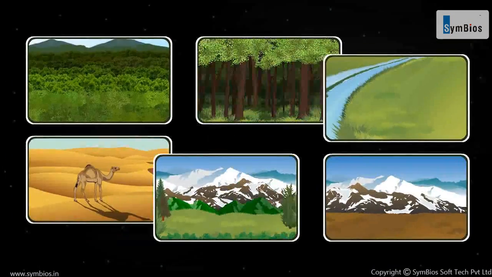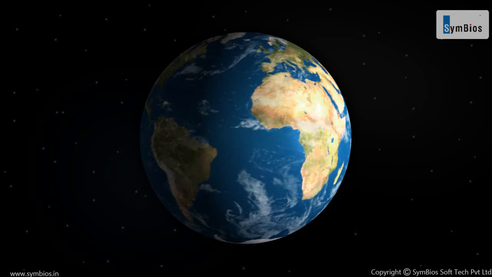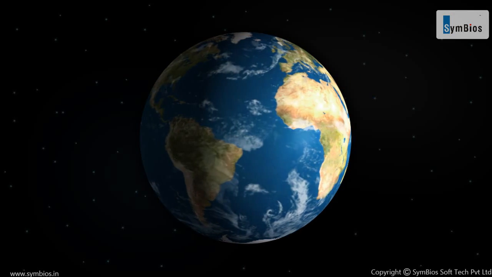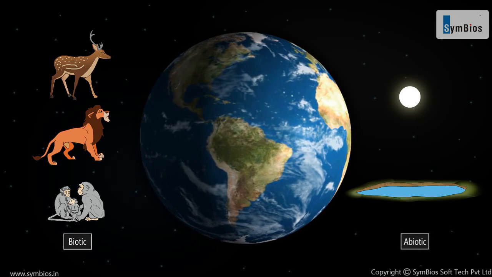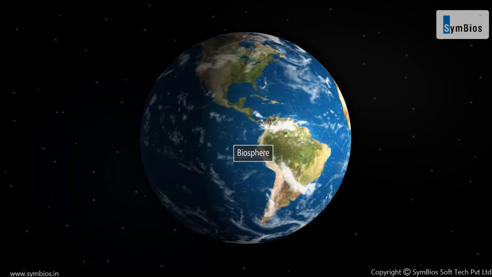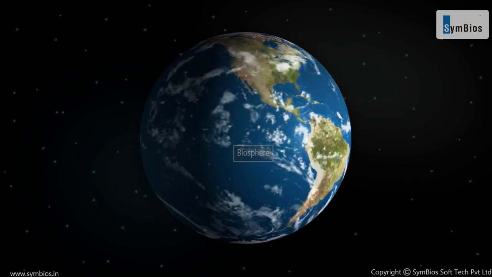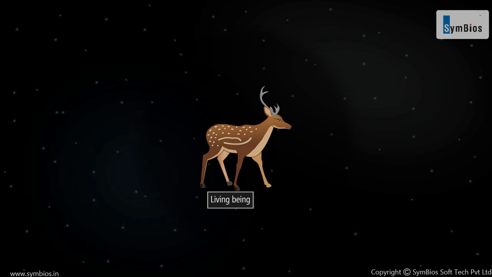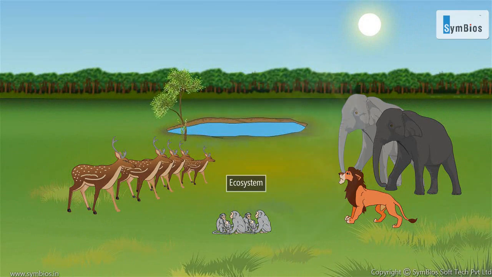Biosphere. All the ecosystems of the world together form a biosphere. Thus, the entire living world with each of the biotic organisms and their abiotic surroundings make up the biosphere of the earth, the highest level of the biological organization. Thus, every living being is a member of its population, community, ecosystem and biosphere.